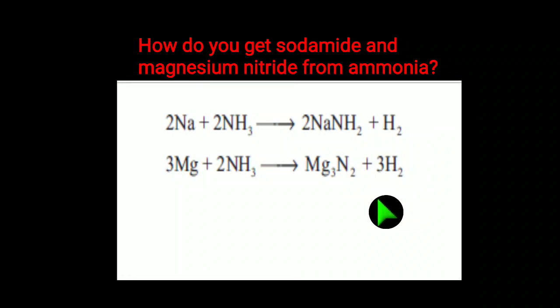In the same manner we can write ammonia reacting with magnesium, and magnesium nitride will form with hydrogen gas. The right side magnesium 3, that's why I write 3. The nitrogen 2, here 2, hydrogen 6, 2 into 3, 6. Here 3 hydrogen, 6 hydrogen, 3 into 2, 6 hydrogen. Okay, how do you get sodamide and magnesium nitride from ammonia? These two equations we have to write. We move to the next.